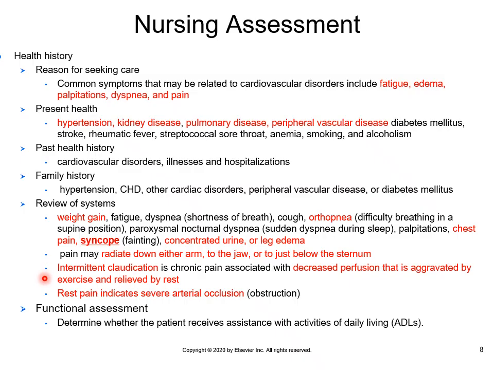Intermittent claudication. This is a chronic pain that is associated with decreased perfusion that is aggravated by exercise and relieved by rest. So here's what's happening here. In patients that have a problem with vascular diseases, the blood flow that's supposed to be coming from, let's say, the lower extremity of the body will go back to the heart, and then the heart will do its thing, the lungs will do their thing, and then it's going to circulate back to the other parts of the body, and then the lower extremity.